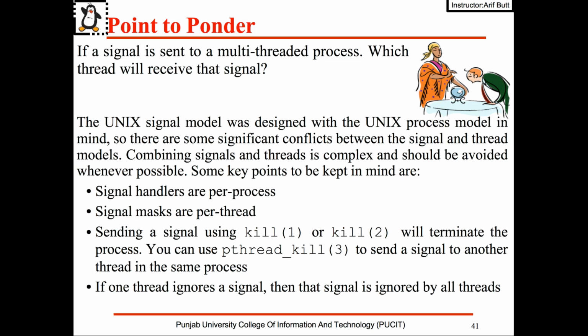And these are: signal handlers are per process, signal masks are per thread. Sending a signal using the kill command or the kill system call will terminate the process. And you can use pthread_kill to send a signal to any other thread in the same process. And lastly, if one thread ignores a signal, then that signal is ignored by all threads.